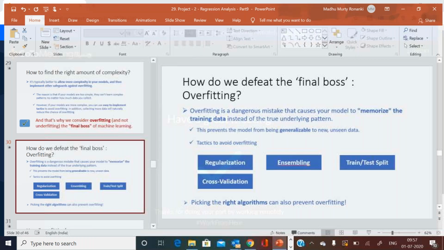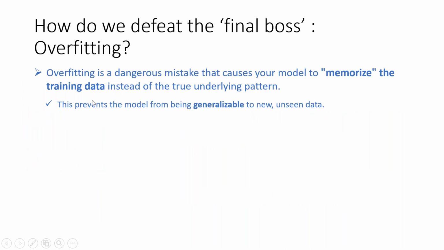So while we are here, overfitting is a dangerous mistake that causes your model to memorize the training data instead of the true underlying pattern. This prevents the model from being generalizable to new unseen data. If it is overfit to your training data, it will become less generalizable for new unseen data. So a good model is somewhere in between.